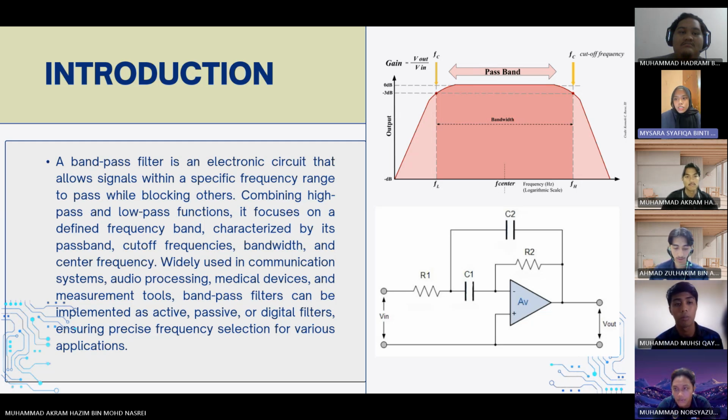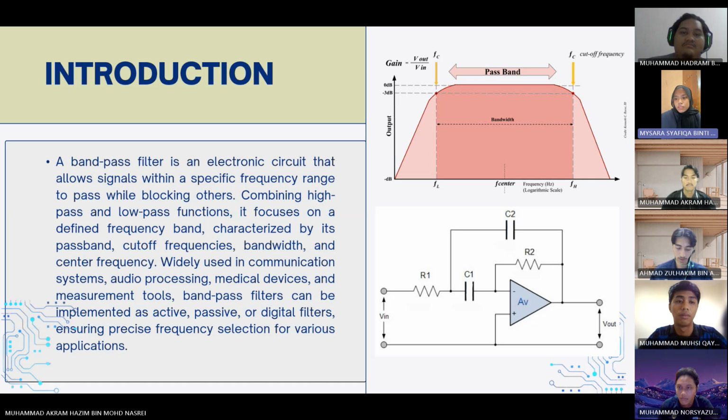Bandpass filters are essential in modern technology, isolating specific frequency bands for various applications. In communication systems, they enable channel selection and interference suppression, crucial for radios and mobile networks. In audio processing, they enhance sound quality in equalizers, microphones, and speakers. Medical devices like ECG and EEG machines use them to extract physiological signals, while radar, sonar, and ultrasonic imaging rely on them to reduce noise and suppress key frequencies.